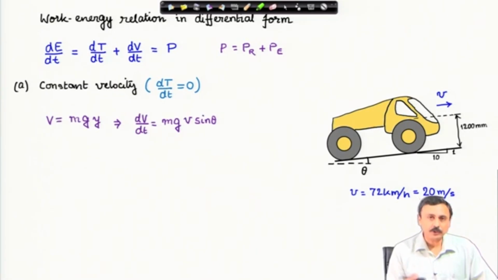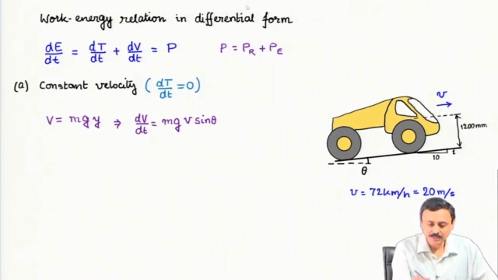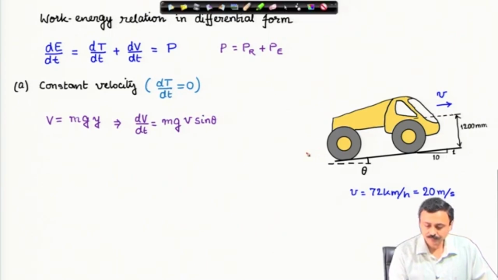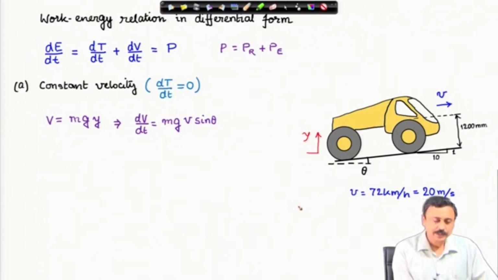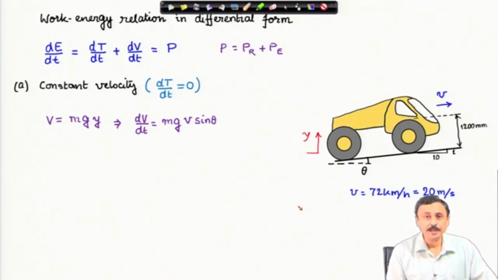Let us first look at what is potential energy. Potential energy is mgy. y is the vertical rise of the vehicle as it moves up the incline. Therefore, d potential energy dt is mg dy dt. dy dt is the vertical velocity. Therefore, it is a component of this v in the vertical direction. Therefore, v sin theta.